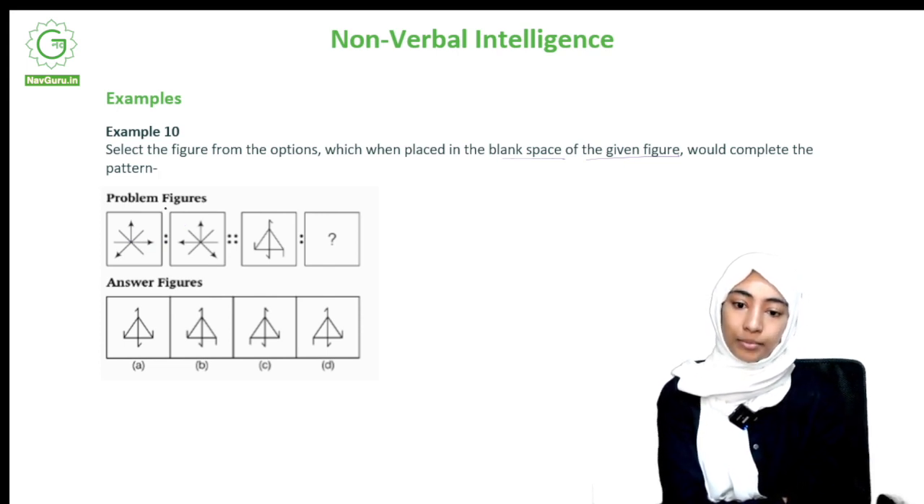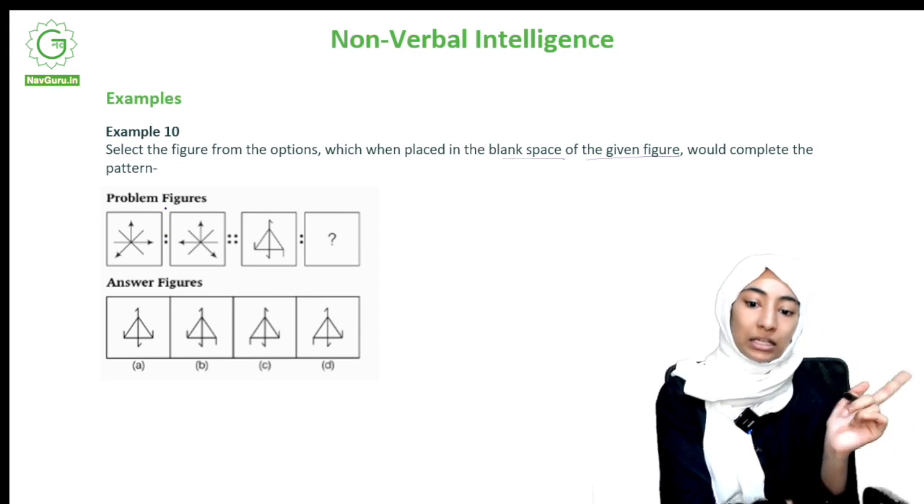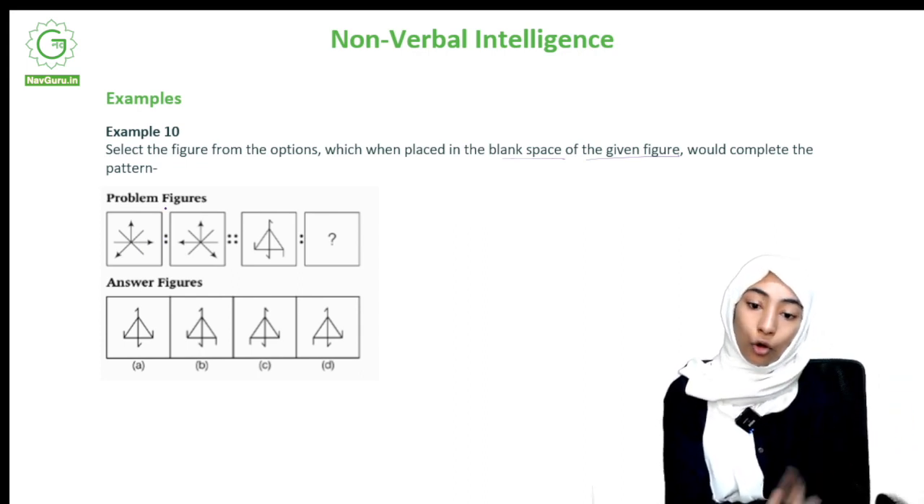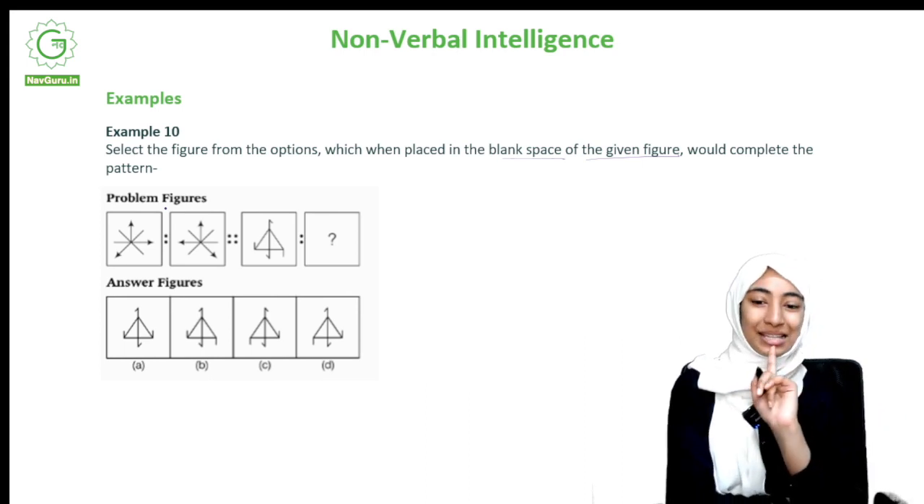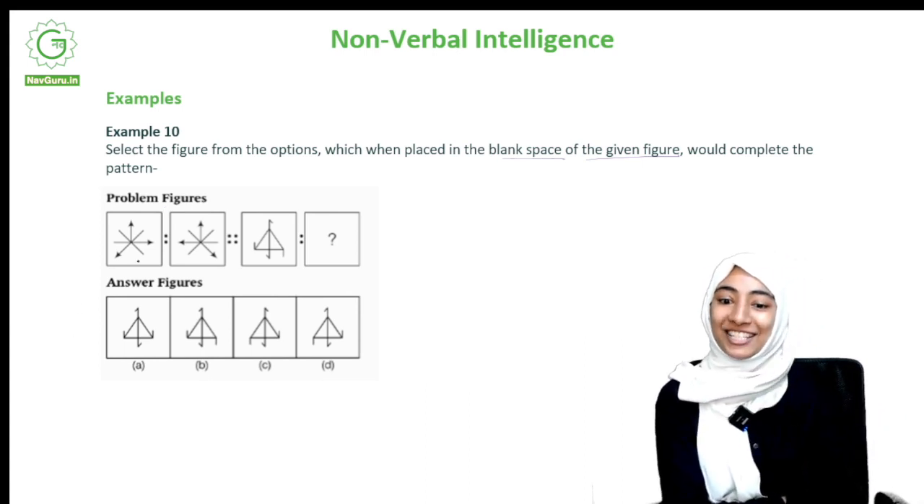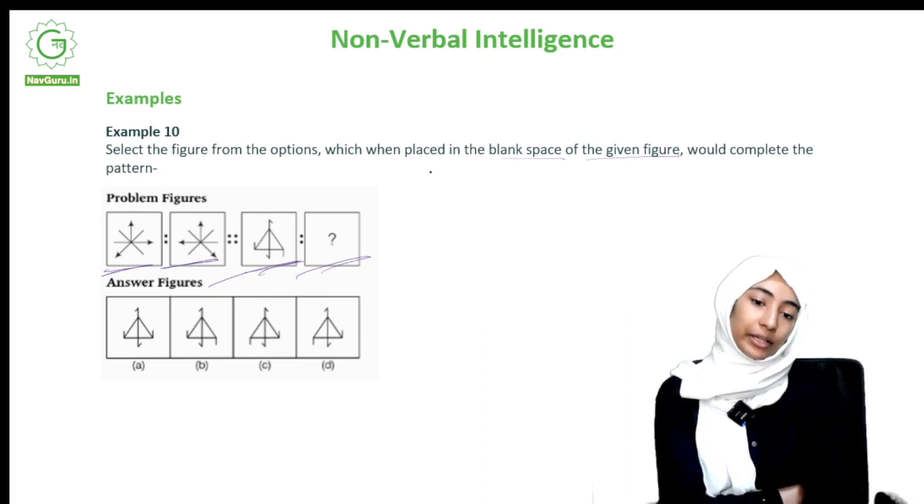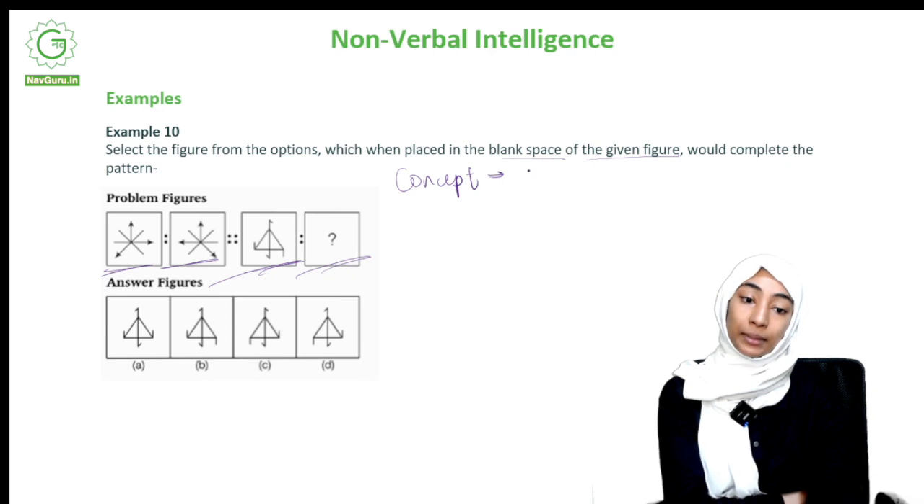So this actually comes under figure analogy. It does come under figure analogy, but also one other concept. I'm not telling you what the concept is. Just try to find out the relations between this figure and this figure. Using that, try to guess what you will get from this. And also try to find out what concept this comes from. One concept is figure analogy, but there is a second concept. Just try thinking if you can figure out what that concept is.